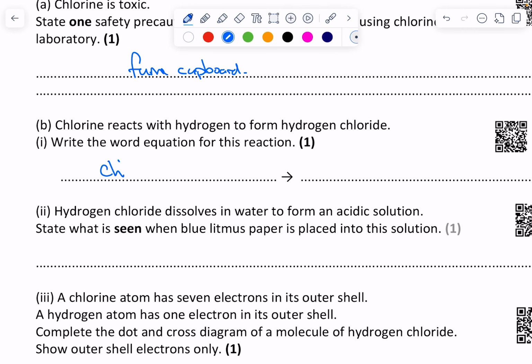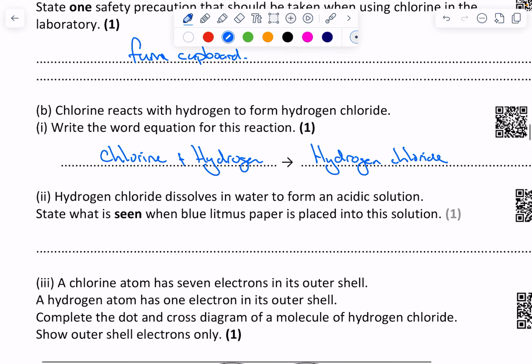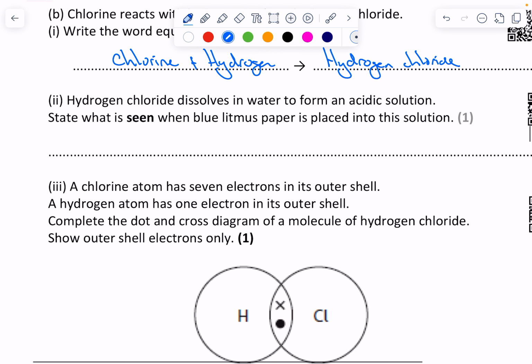So we're told here that chlorine reacts with hydrogen. So chlorine plus hydrogen, and it forms hydrogen chloride. So that's the product of the reaction. Hydrogen chloride dissolves to form an acidic solution. State what we can see when blue litmus is placed in. So if you had blue litmus in there, it would actually turn red.